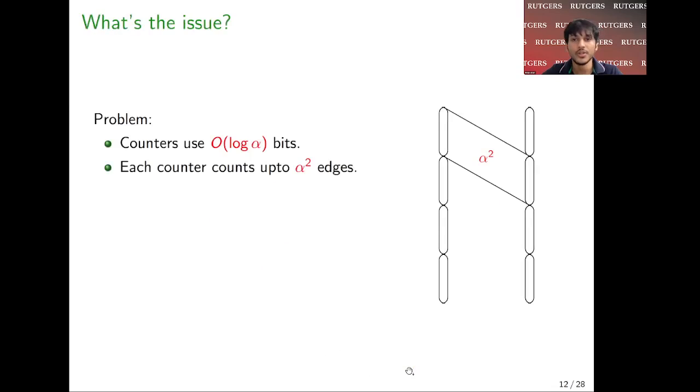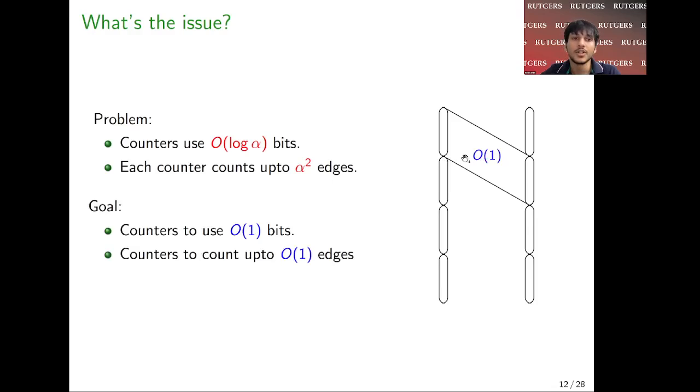So what is the issue? That these pairs of groups have a lot of edges between them. And so we need to use counters that count up to alpha square edges. And the goal is to get this to a constant number of edges. So counters can use just constantly many bits, right?